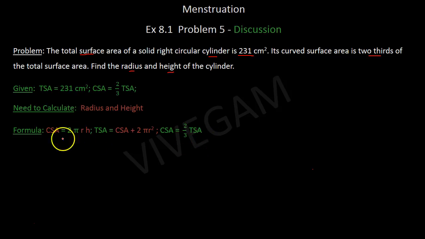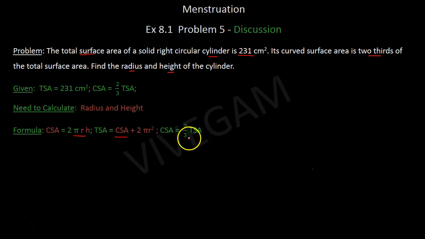But the very look of it, CSA is equal to 2 pi r h. This cannot be used because CSA, if you want to calculate, you should know R and H. Both are not known, so which means we cannot use this formula. Now come into this, TSA equal to CSA plus 2 pi r square. Again, we cannot use this because we don't know CSA, nor do we know R. So this also cannot be used.